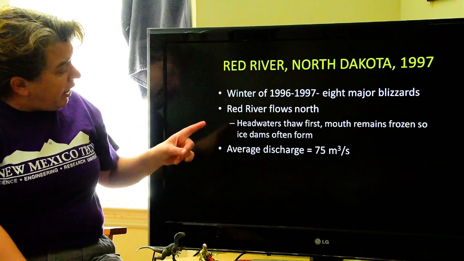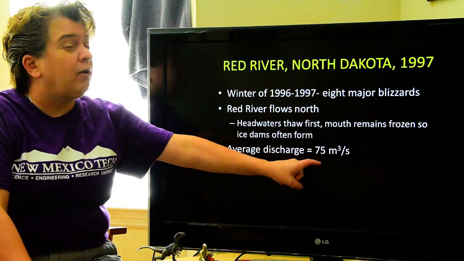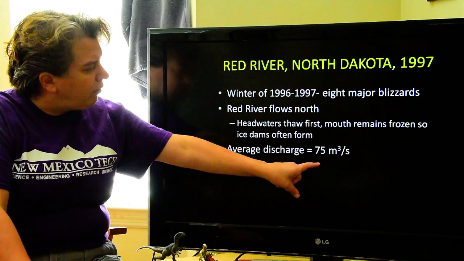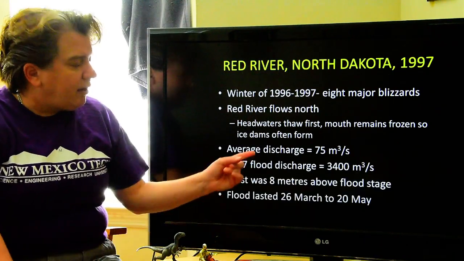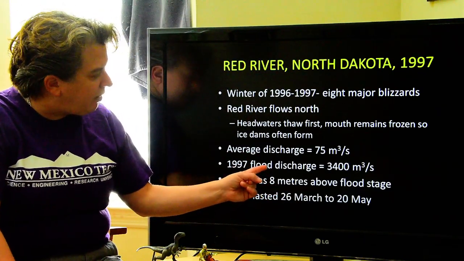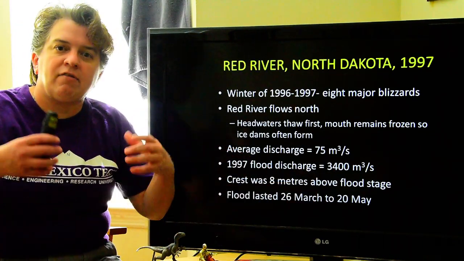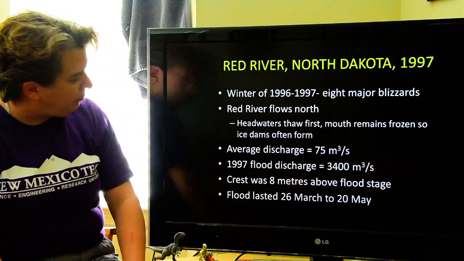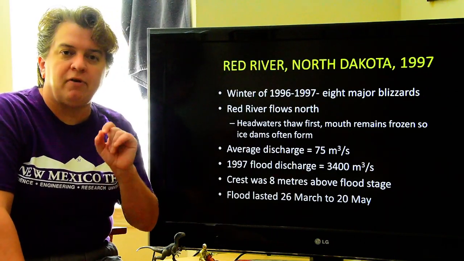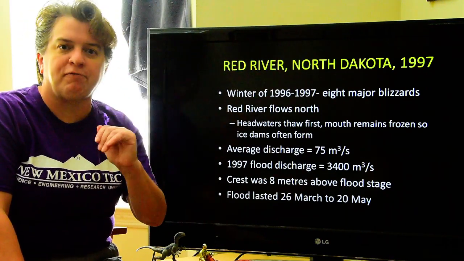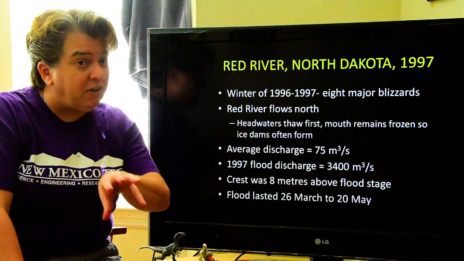And so what happened, normally the river's discharge, and this is at Grand Forks, North Dakota, is 75 cubic meters per second. You can see in the flood of 1997, 3,400. So just imagine, that's a huge amount of water that ended up flowing. The crest was 8 meters over flood stage, so it was 8 meters above where it starts flooding things. And remember I said these downstream floods can last a long time?